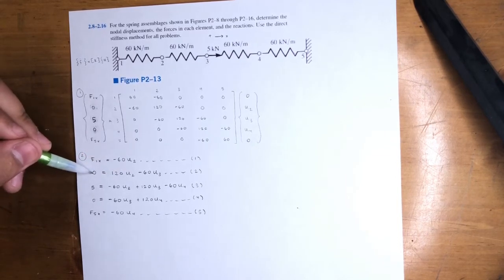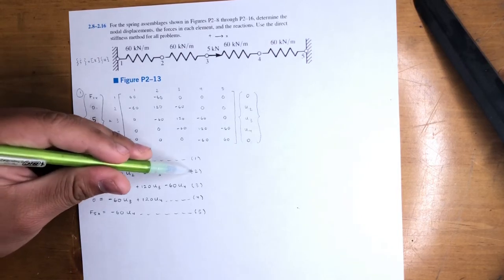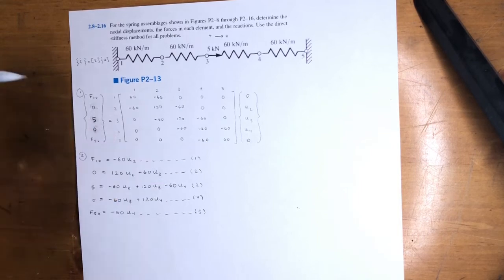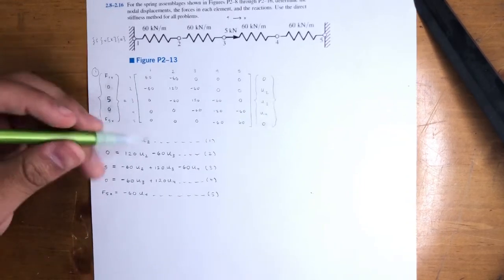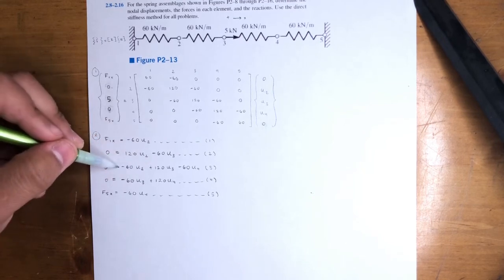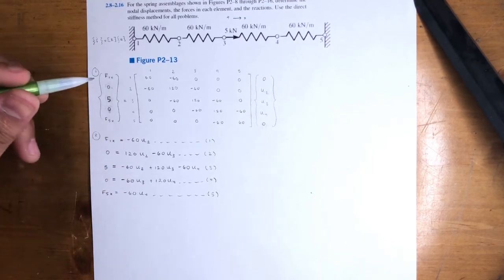So in this case, it's 3 equations, right? Equations 2, 3, and 4. And there's 3 unknowns, u2, u3, and u4. Now this is a trick. You never start with the one with the most complicated, right? In this case, it's 3 because that's 3 variables. So this is what we're going to do.